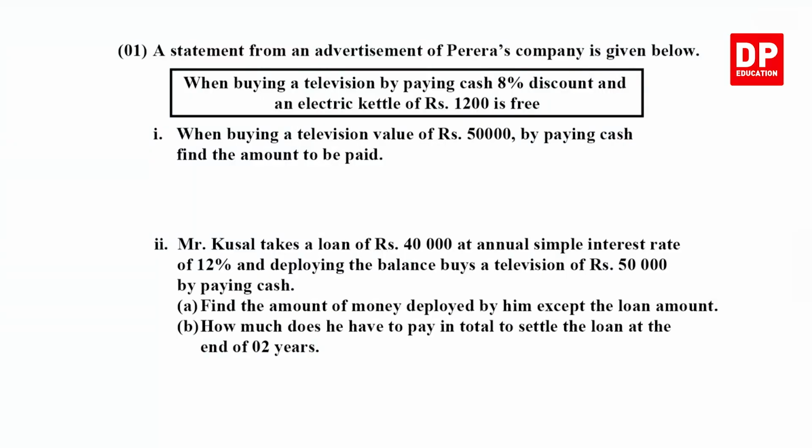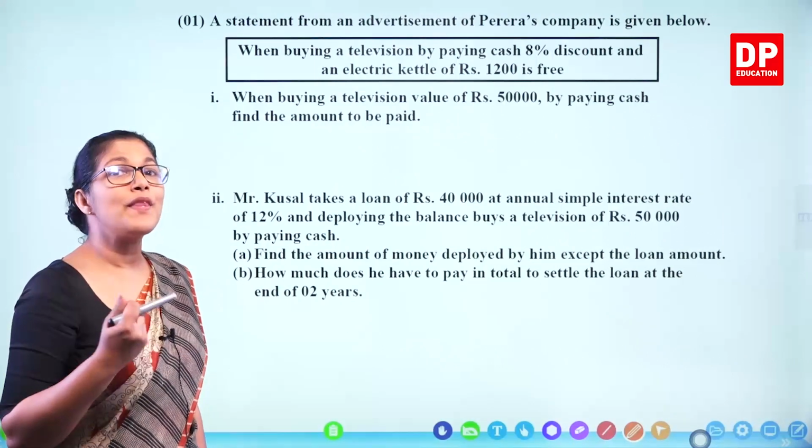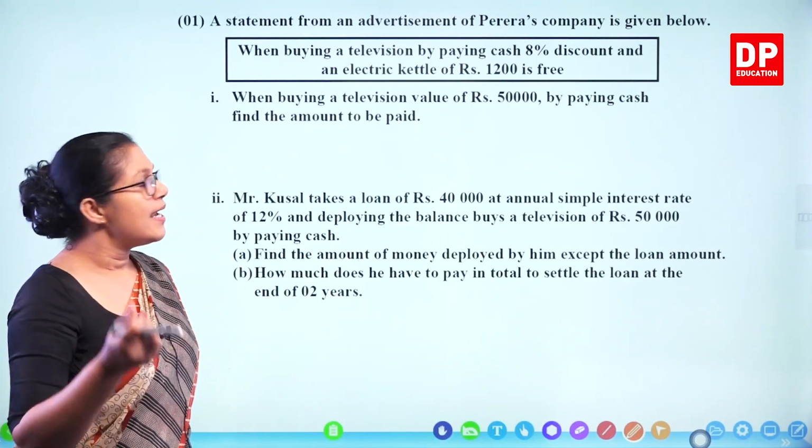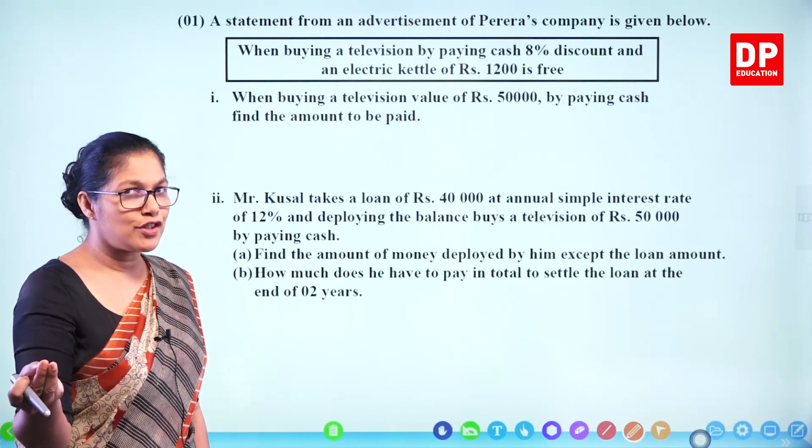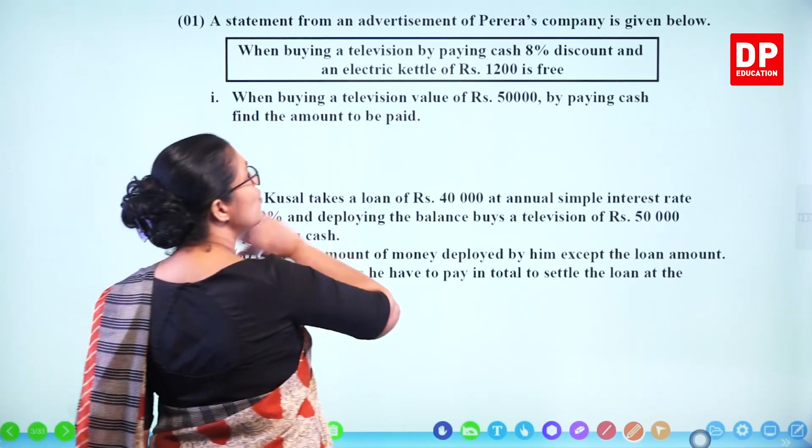Question number 1, a statement from an advertisement of Perera's company is given below. When buying a television by paying cash, 8% discount and an electric kettle of 1,200 rupees is free. When buying a television valued at 50,000 by paying cash, find the amount to be paid. Now we have to find out with the discount of 8%. If the price is 100, with the discount you are getting it for 92 rupees. So what about 50,000 rupees?